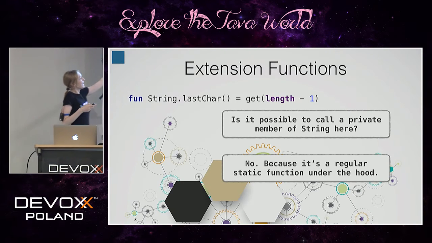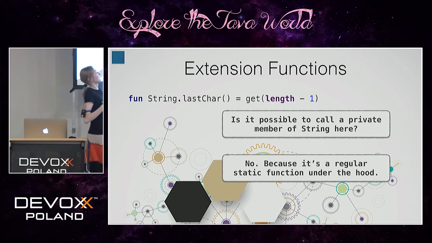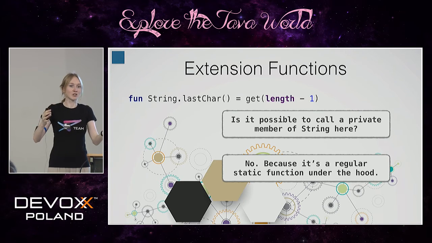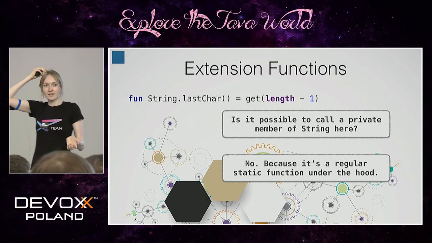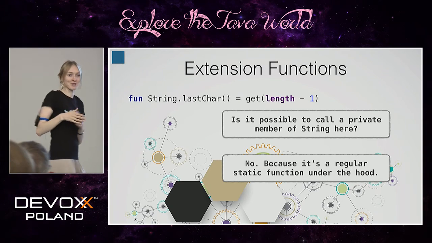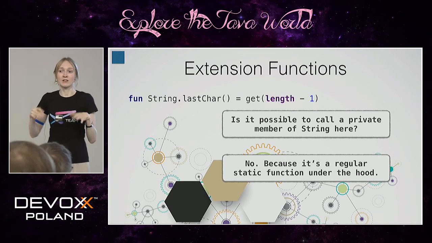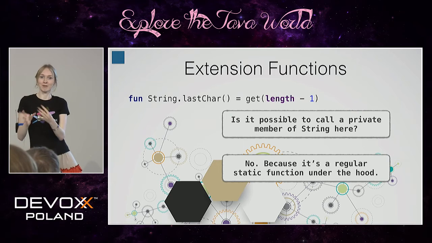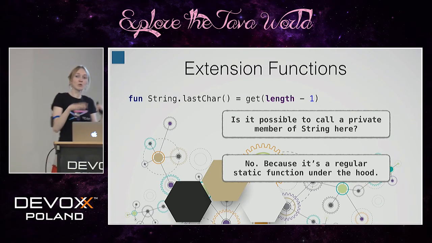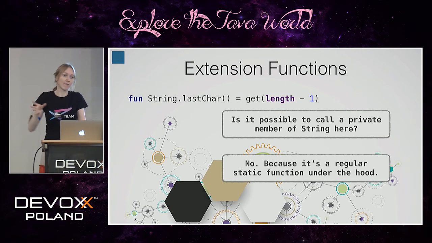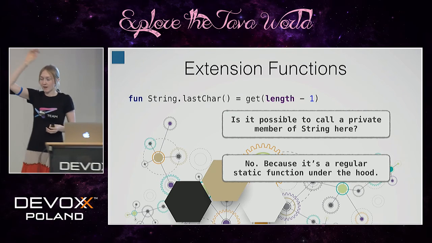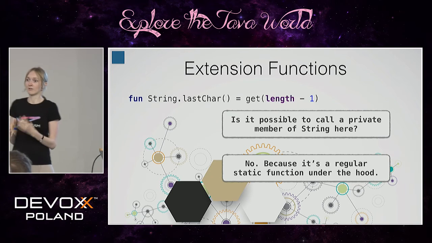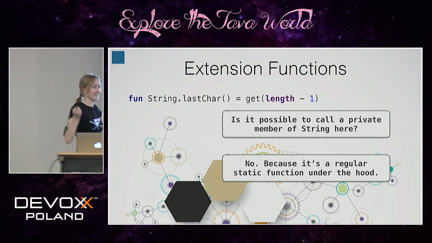Because actually, under the hood, this extension function is a regular static function. So is it possible to call a private member of String from a static function in Java in another class? It's not. Yes, only by reflection or some special means. But by default, it's not possible. So this extension function is not a way to somehow change existing JVM classes. No, it's just a convenient way to express the concept we have all worked with for many years, static util functions in some class, but declaring them in a nicer fashion and using them in a nicer fashion.